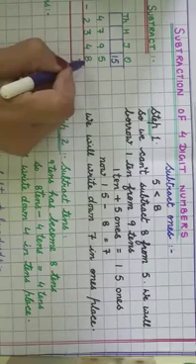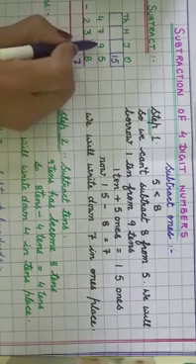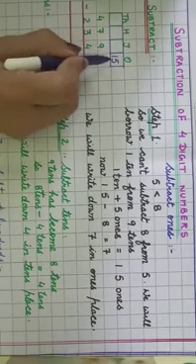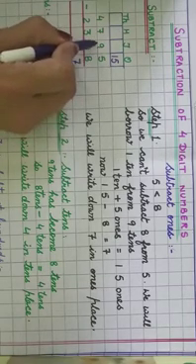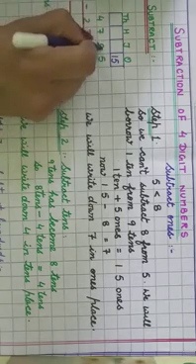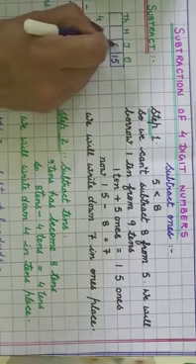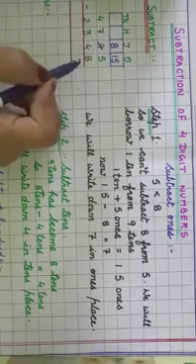5 is less than 8, so this 5 will borrow 1 ten from 9 tens and it will become 15. Now 9 has given 1 ten to 5, so it will become 8.